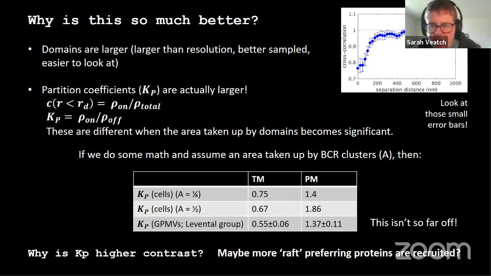And so I don't know the answer of why these bilayer supported BCR clusters have this higher contrast. This is something about the physical system. Maybe what's going on is that there's just more raft-preferring proteins inside these domains that set how these clusters interact with membrane domains, somehow making them more order preferring. But we don't have any evidence for that directly. That's just based on this indirect observation. So something is different about these also.